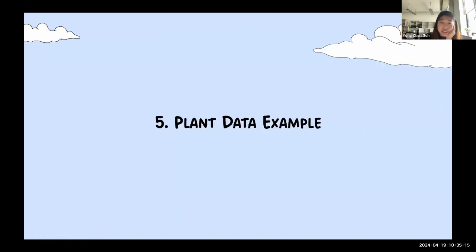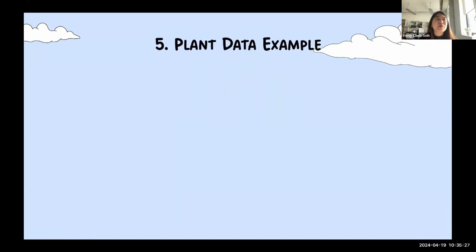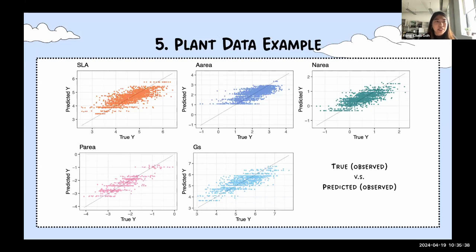So I'm just going to quickly go through some results from running our models on the plant data, so on the multivariate data set. If I fit our models on that multivariate plant data set, I can also get the predictions for the observed values and plot them against the true values of the 5 variables, this is on the log scale. So they fit pretty well.